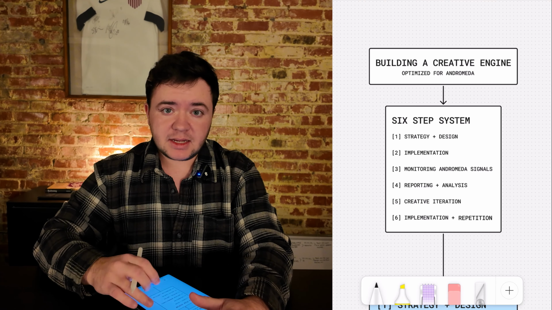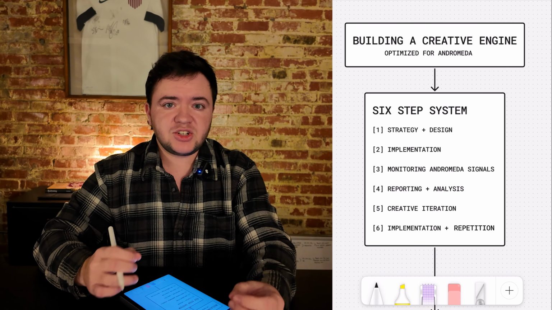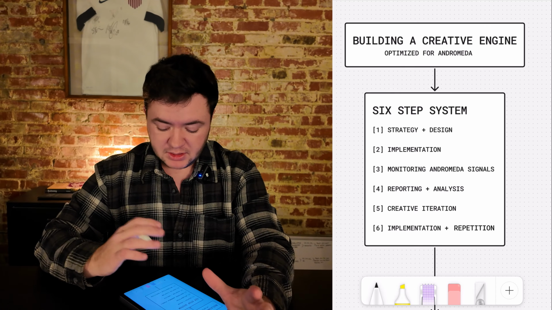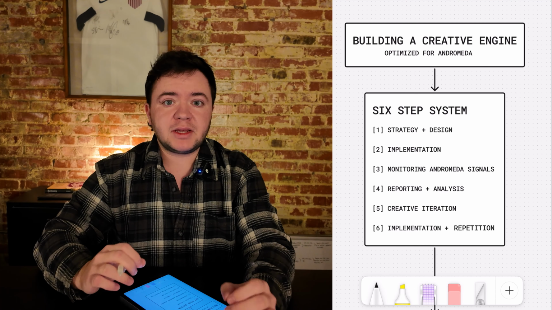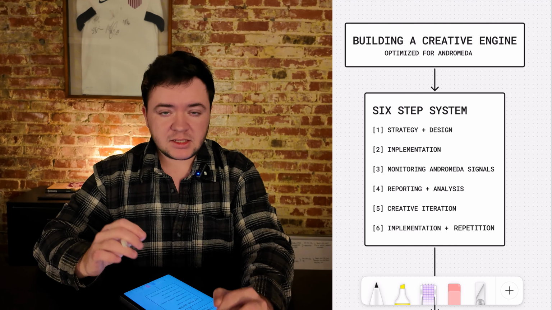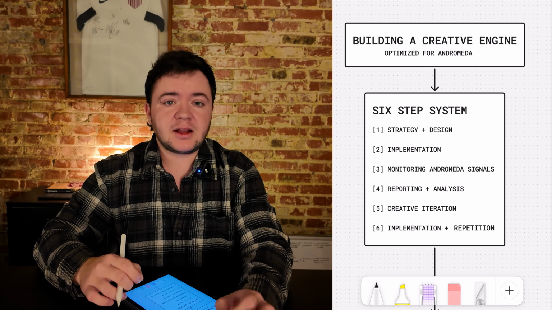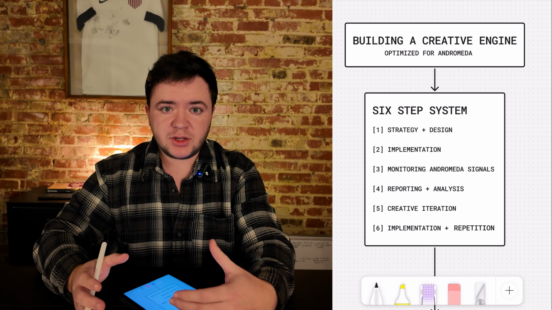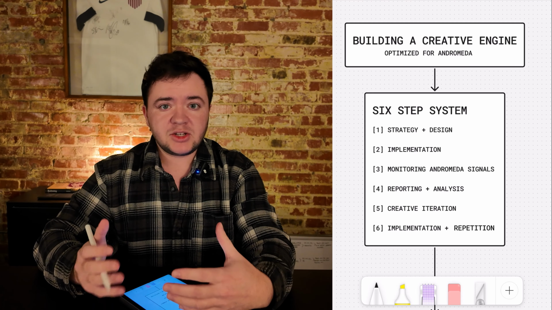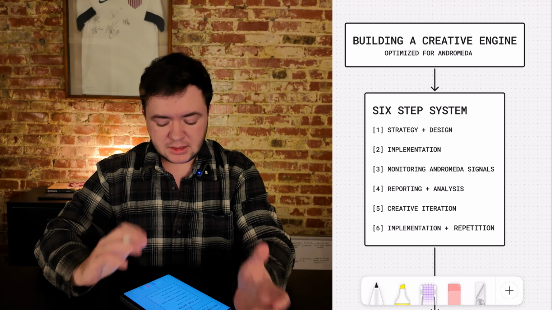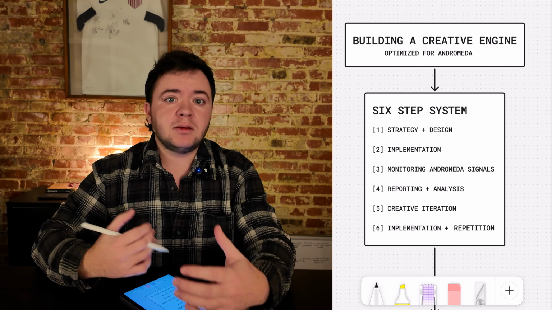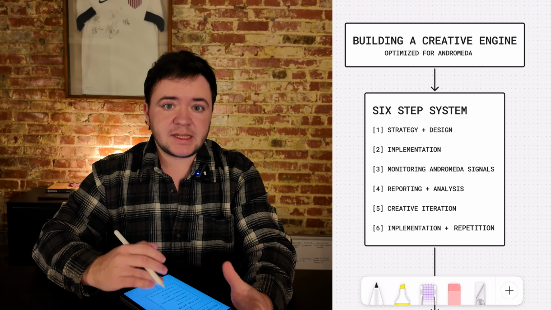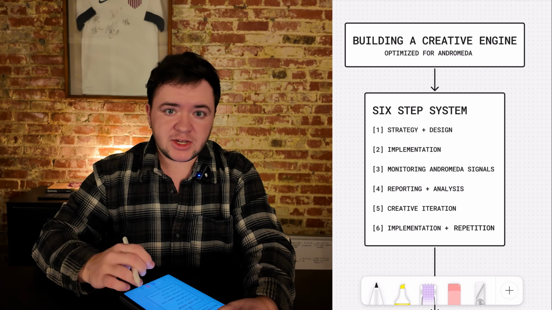This is a 6-step system. First step is strategy and design. Pretty straightforward. Second, implementation. Then we go into monitoring the Andromeda signals. Next is the proper reporting and analysis. This is what you're probably already doing. After that, we get into creative iteration, and then the final step is implementation, and then repetition of the process. Now, looking at this system, it does look like a standard creative engine. Now, where it differs is in the details and how you approach each step.